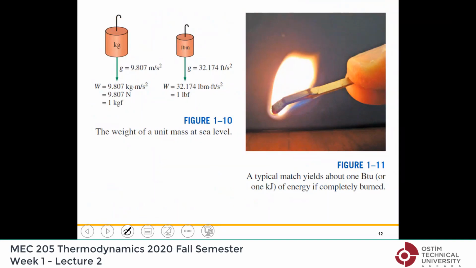To make them more visible, as you see here, 1 kilogram weighs 1 kilogram force, and 1 pound mass weighs 1 pound force. How about the energy unit, BTU or kilojoule? If you burn a match, the amount of chemical energy, the heat released from this one match, is about 1 kilojoule.